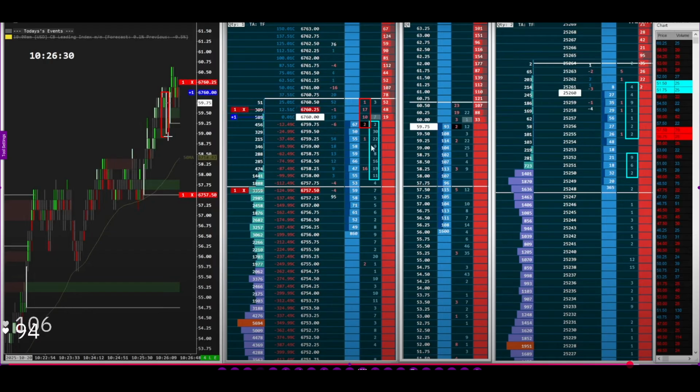We got one red bar followed by an immediate green bar. So it's almost like a boom, boom type of situation. We got the precedence.